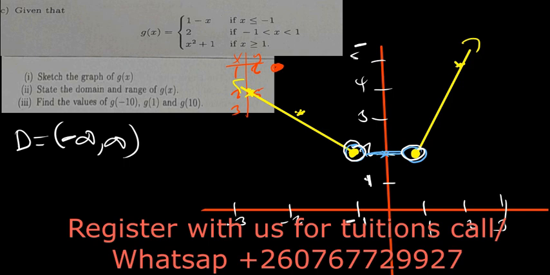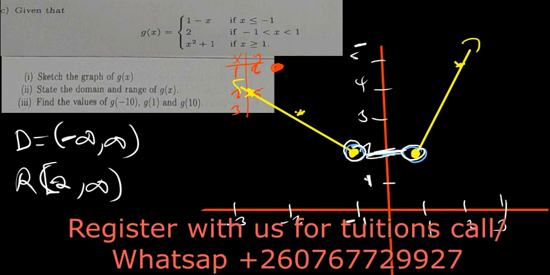The range, these are values of y. Where is it starting from in y? Starting from 2, going up. So the range is from 2 included, all the way to positive infinity. Simple, right?